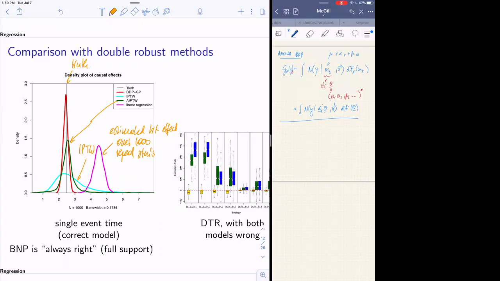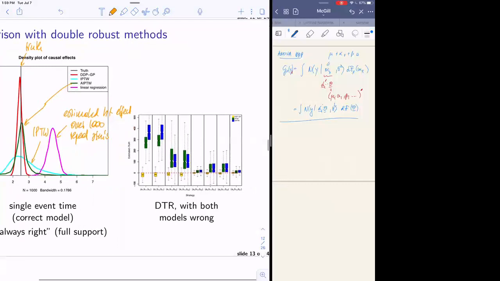With the BNP model, in the end, there's a little bit of a bias. It's not perfectly centered at the true treatment effect. There's a little bit of a bias simply because we introduced a prior bias, but it still compares quite favorably.